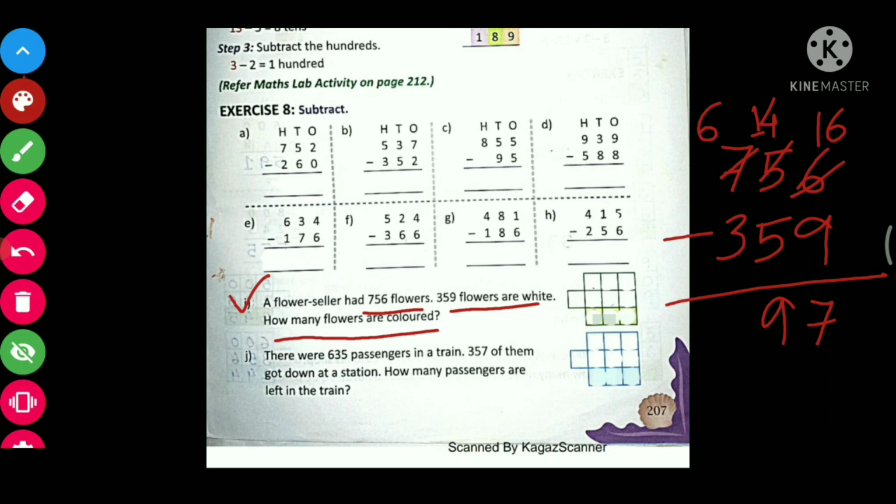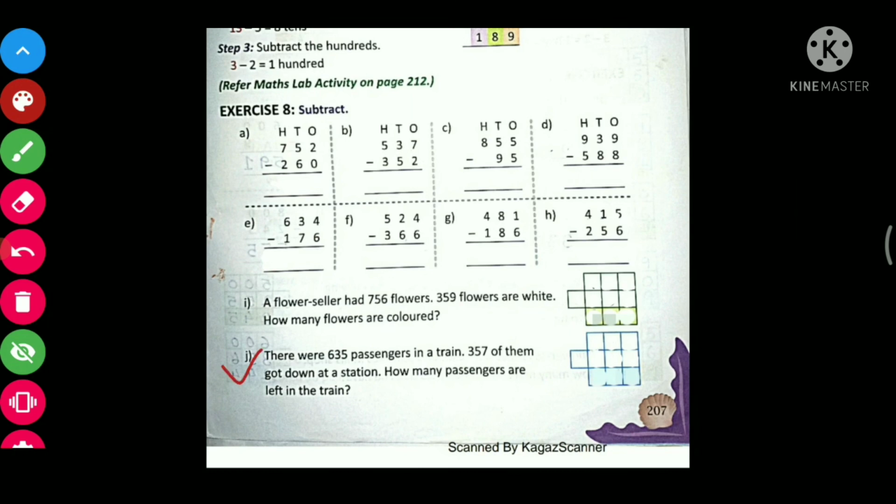So just imagine 6 lines and now just cut 3 of them. What will be your answer? Yes, it will be 3. So total how many flowers are colored? 397 flowers.